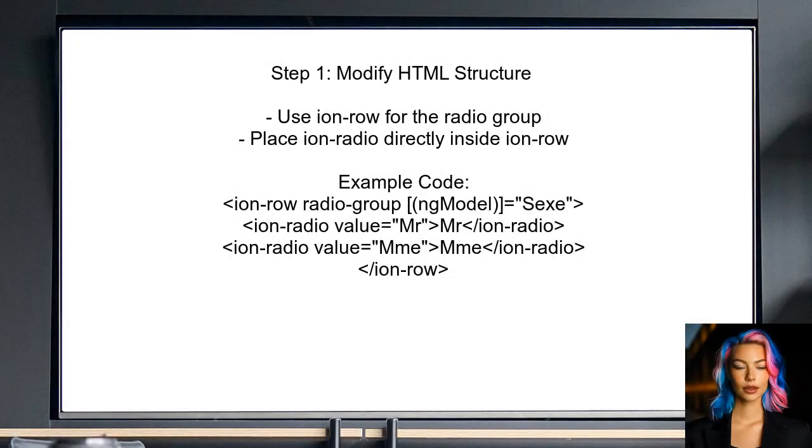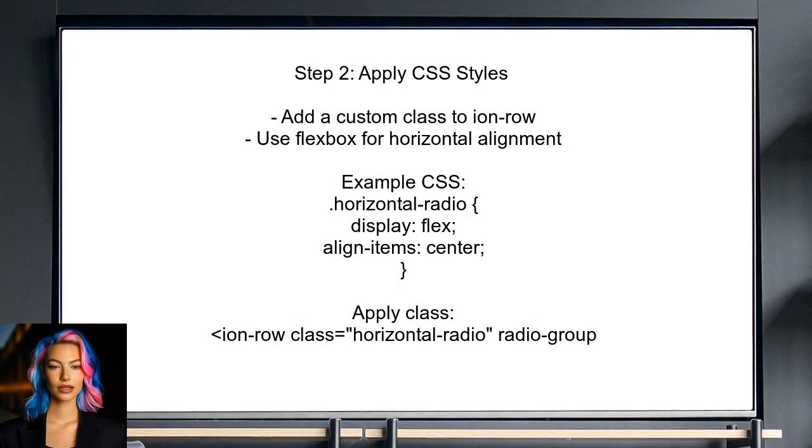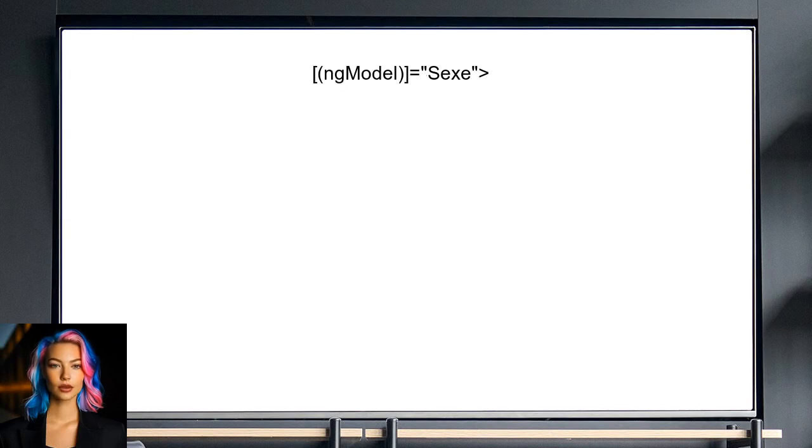To achieve horizontal alignment of the radio buttons, the user should start by modifying the structure of the HTML. Instead of using ion-item for each radio button, we will place the radio buttons directly within the ion-row. Next, the user should ensure that the ion-row has the correct CSS styles applied. This will help in aligning the radio buttons horizontally.